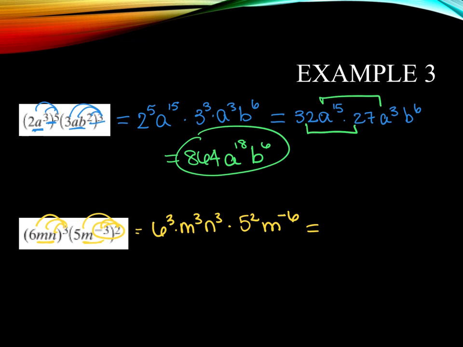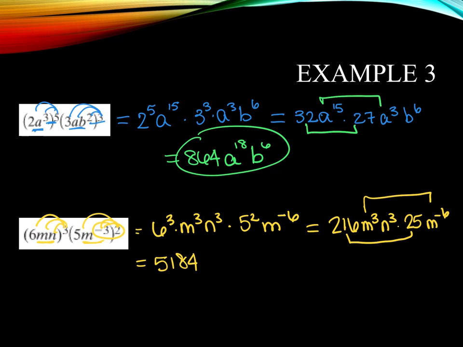So 6 cubed is going to give me 216, m cubed, n cubed, times 25 m to the negative 6. I'm going to multiply my 216 by 25, and I get 5,184. My m cubed times my m to the negative 6. Same base means I'm going to add. So 3 plus a negative 6 is a negative 3. And then I'm just going to carry that n down to the end, so I get n cubed.